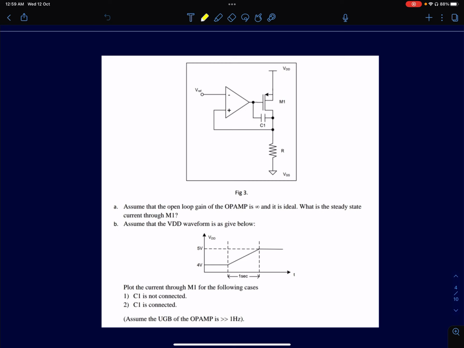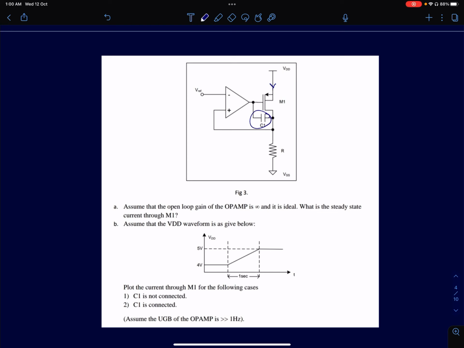So the question asks you to find out the current through this MOSFET M1 under two conditions. The first condition is that this capacitor C1 is not present. In the second condition, this capacitor C1 is present.